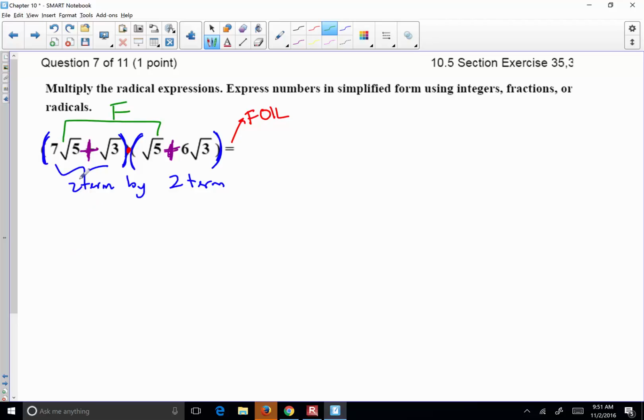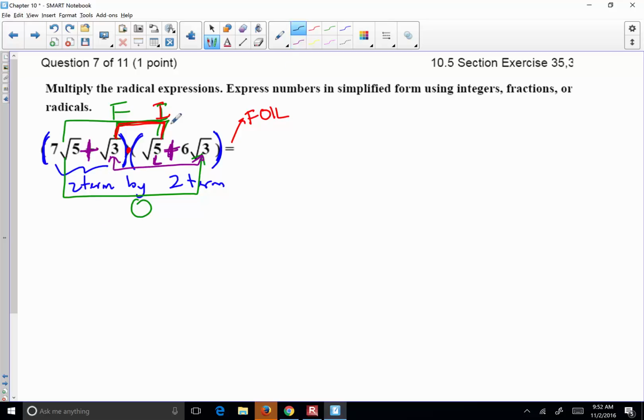O means outside terms. Outside terms are these. The ones on the corners, on the far ends, are O. I is inside terms. The ones in the center are I. This is the center terms. I should use a different color. This is I. L, last terms, are the ones on the right side of each parenthesis. Right sides are these. Let's use purple. These 2 are L, last of each parenthesis.